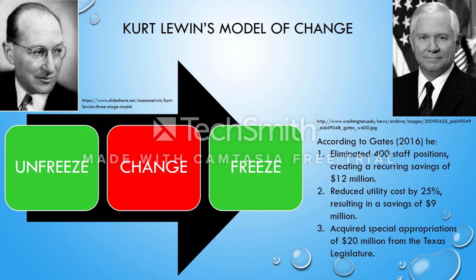Phase 2 is change. According to Gates, he eliminated 400 staff positions, creating a recurring savings of $12 million. He reduced utility costs by 25%, resulting in a savings of $9 million. He also acquired special appropriations of $20 million from the Texas legislature. Adding up to approximately $40 million, he reapportioned to institute his changes.